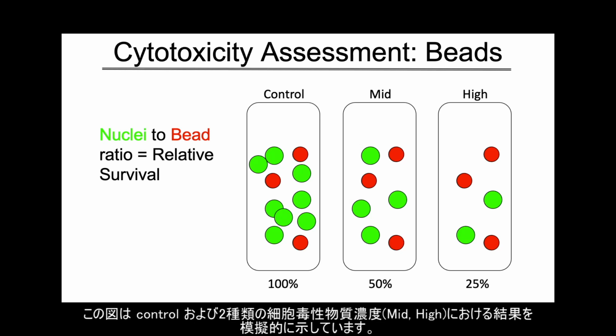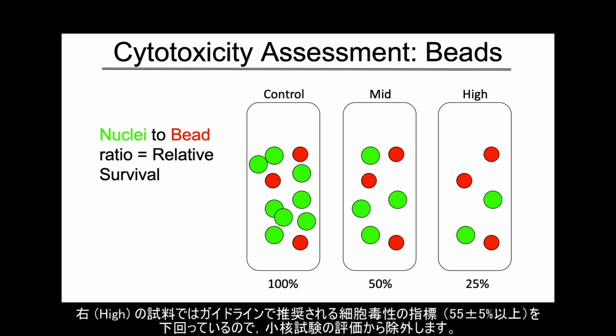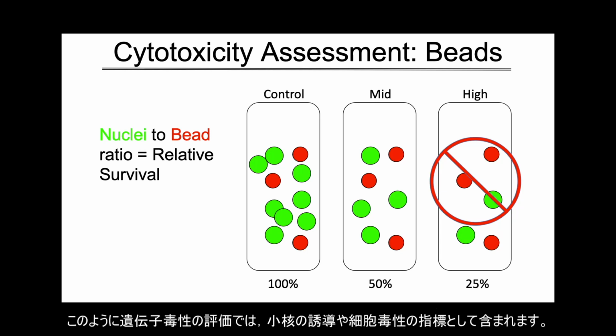In this cartoon, we see several mock sample tubes, starting with a control sample and moving through increasing concentrations of a cytotoxic test article. As one would predict, the number of nuclei decrease with increasing loss of cells by toxicity, but the number of beads remains the same. In this example, we would also exclude the samples furthest to the right, as it exceeds the percent cytotoxicity limits set forth for this assay.